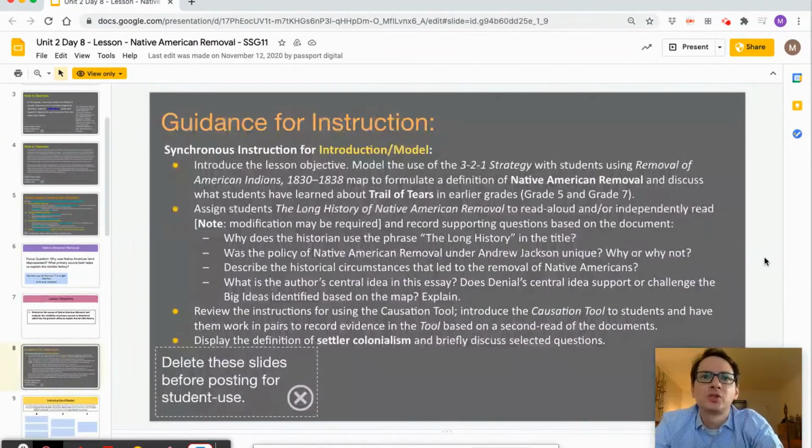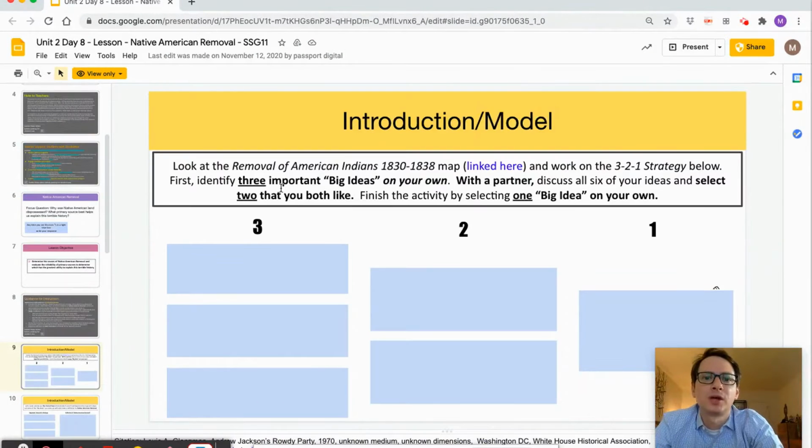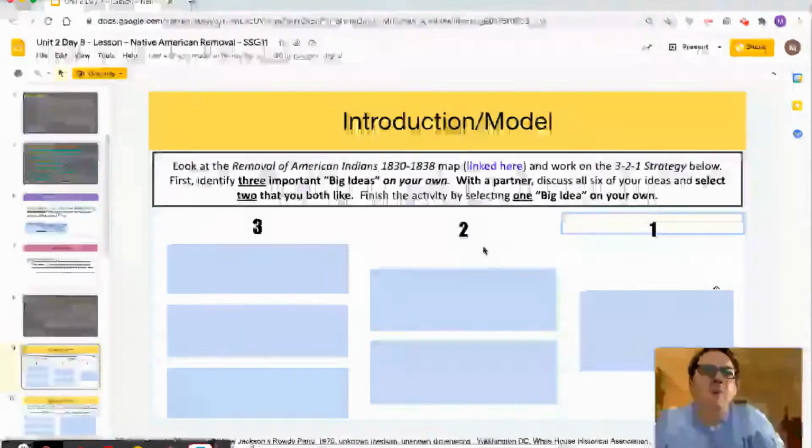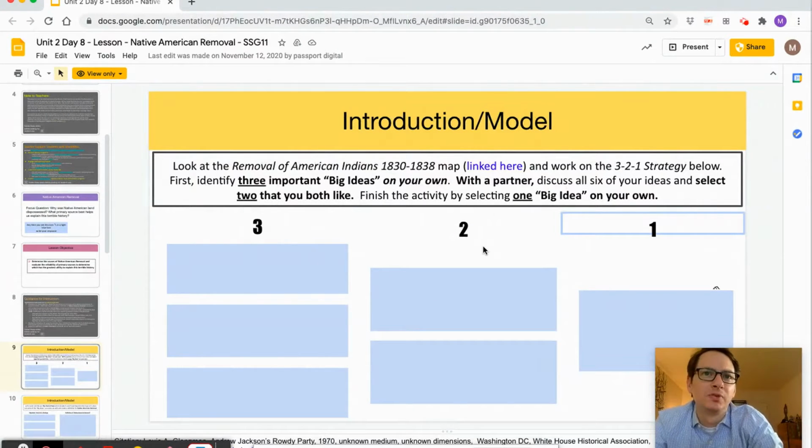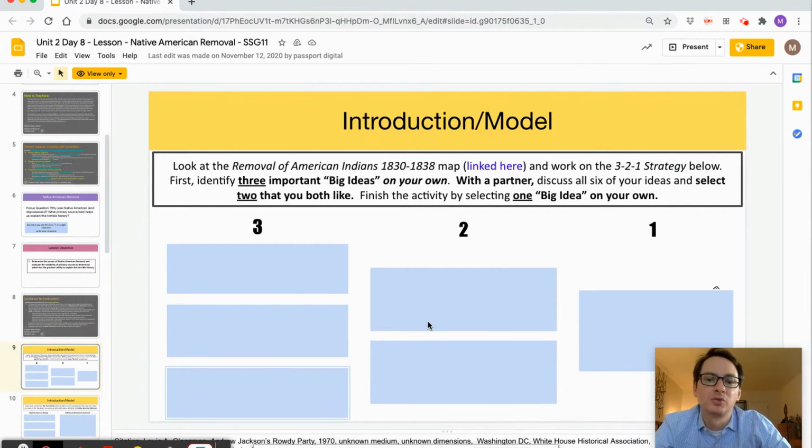The lesson starts with students engaging with the map titled Removal of American Indians 1830 to 1838, and they do this using a 3-2-1 strategy. If you haven't used this discussion technique before, it's great because it promotes student discussion and collaboration, but in a very low-stakes manner. Basically, the students independently record 3 big ideas, which they will enter in these boxes on the left. Then you pair them up into breakout rooms and they share their 3 with a partner, so that brings a total to 6.